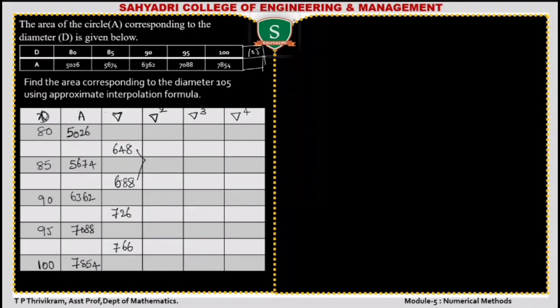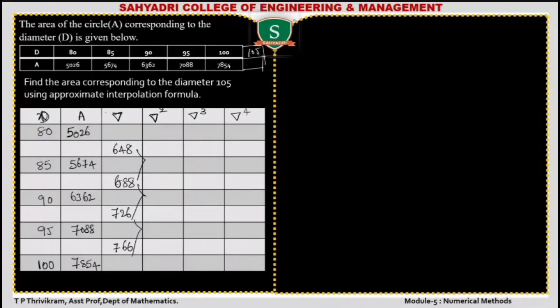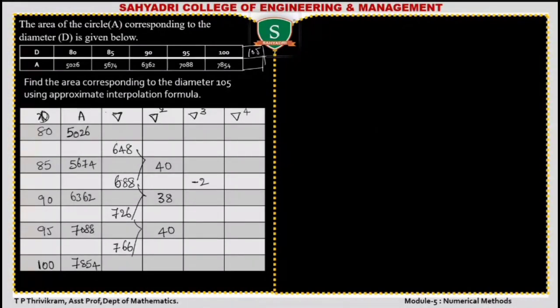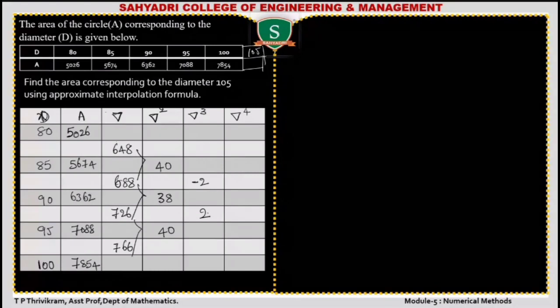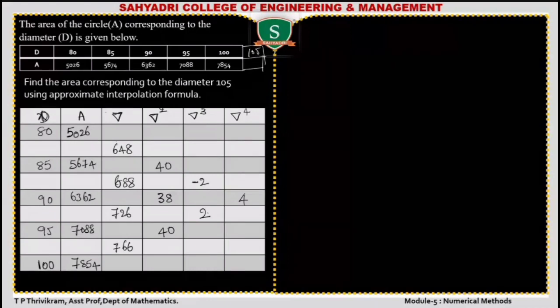Next, how will you find the next order? We have to take these two minus, these two minus, these two minus. If you subtract these two, you'll get 40. Next, 38. Next, 40. Now find the next order difference. That means 38 minus 40, that is minus 2. 40 minus 38 is plus 2. Next, 2 minus of minus 2 gives plus 4. So until now one number you get, you have to continue the difference. Take the difference between consecutive integers, that means the next number minus the previous number.